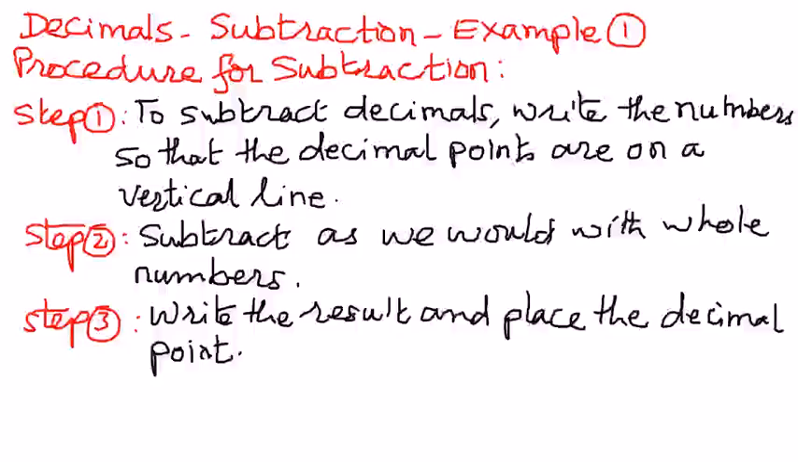Step number one. To subtract decimals, we would like to write the numbers so that the decimal points are on a vertical line. So that is an important step. In step number two, we subtract as if we would subtract whole numbers. So we do not take the decimal place into consideration. Just for convenience sake, we'll treat them as whole numbers and perform the subtraction. And in the third step, we write down the result and then place the decimal point in the correct place.